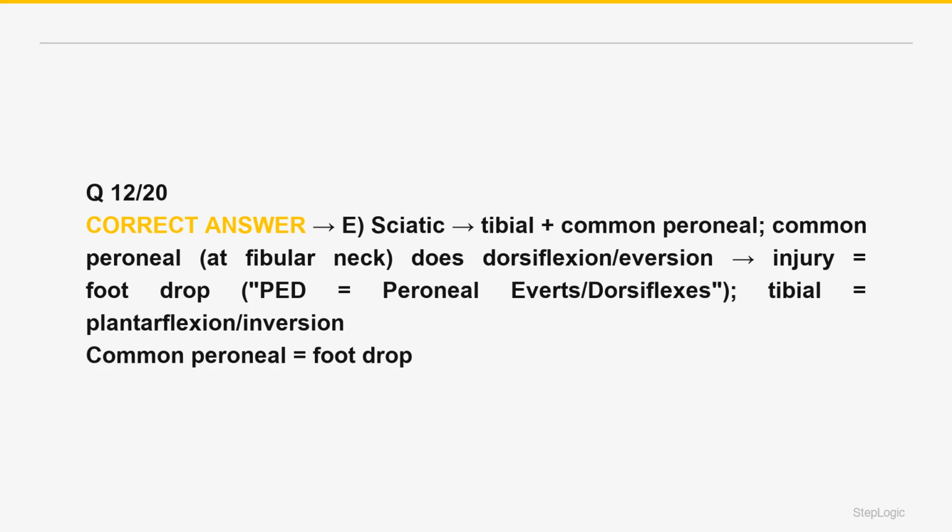The functions split cleanly, remembered as PED: peroneal everts and dorsiflexes, TIP: tibial inverts and plantar flexes. The common peroneal nerve supplies the muscles of dorsiflexion and eversion and sensation to the dorsum of the foot and lateral leg, so its injury causes foot drop. The patient can't dorsiflex, leading to a steppage gait with loss of eversion and dorsal sensory loss. The tibial nerve supplies plantar flexion and inversion and the sole, so foot drop is common peroneal, not tibial or femoral. The sciatic dividing into tibial and common peroneal, with common peroneal causing foot drop, is the answer.